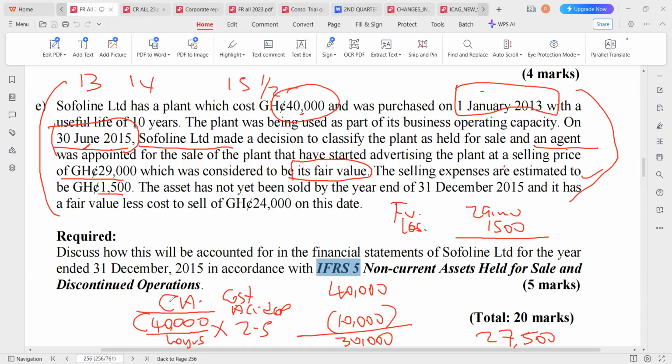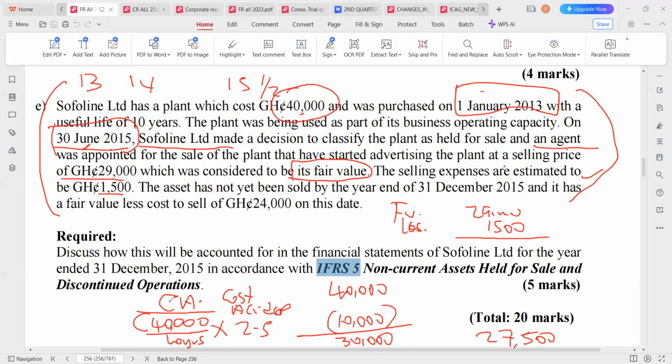But when you say accumulated depreciation, it means all depreciation charged from the start up to the current phase. So the current phase was 30th June 2015, but the reporting date was 31st December 2015. So I feel like the depreciation for the year should also be calculated. Do you get it?